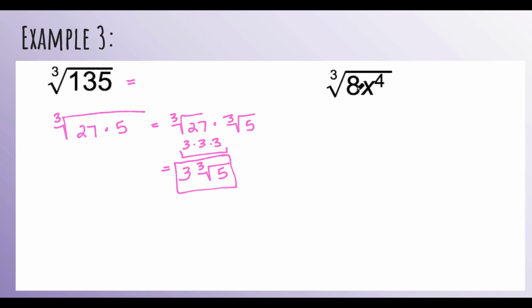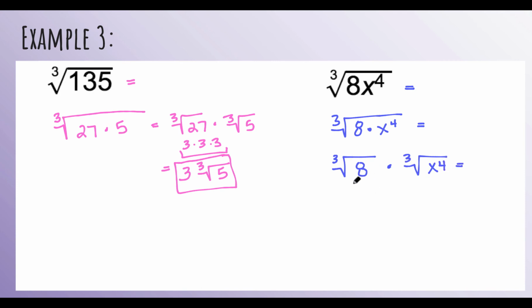Next, we have the cube root of 8x to the 4th. So we're going to rewrite this as the cube root of 8 times x to the fourth, which is equivalent to the cube root of 8 times the cube root of x to the fourth.